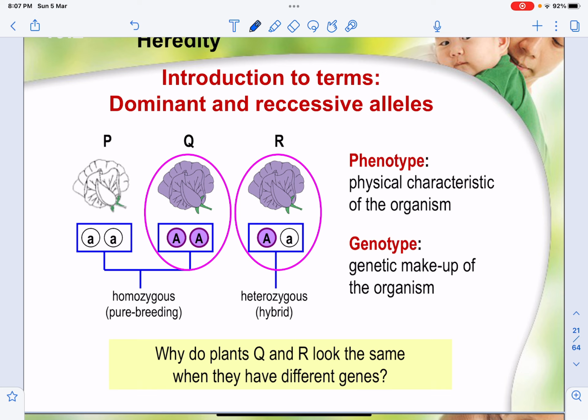So in this case, I can assume that the dominant allele A represents a purple flower, whereas the recessive allele is a white flower. So A is purple color. Small a, which is recessive, you call it white color. Okay.